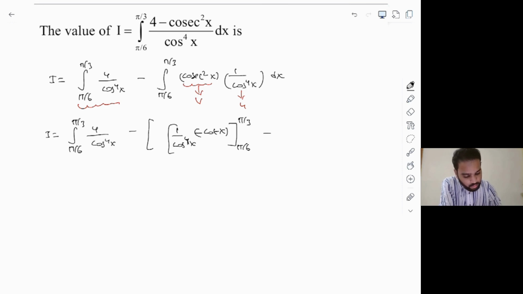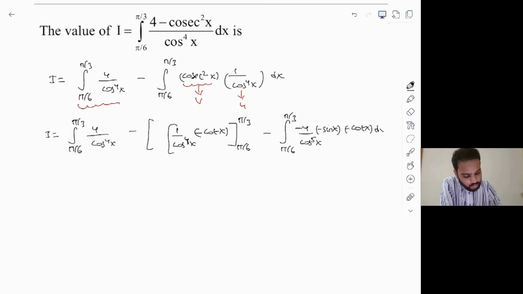And minus of integration of pi by 6 to pi by 3. Now it should be u dash. So differentiation of 1 by cos power 4x will be minus 4 divided by cos power 5x multiplied by differentiation of cos x, which is minus sin x, and multiplied by integral v. So integration of cosecant x is minus cot x.